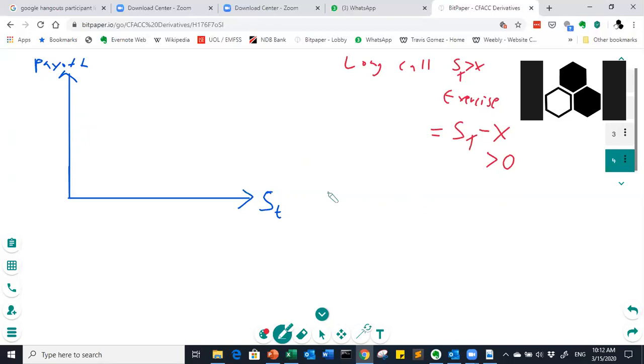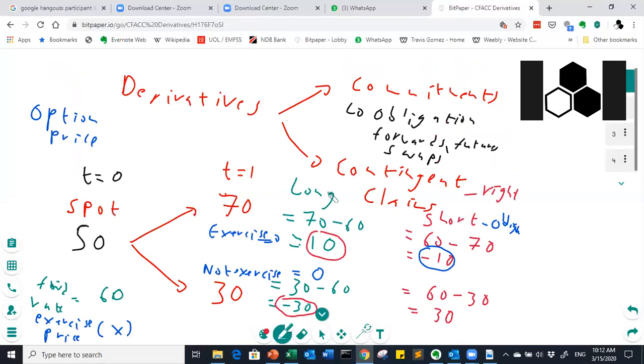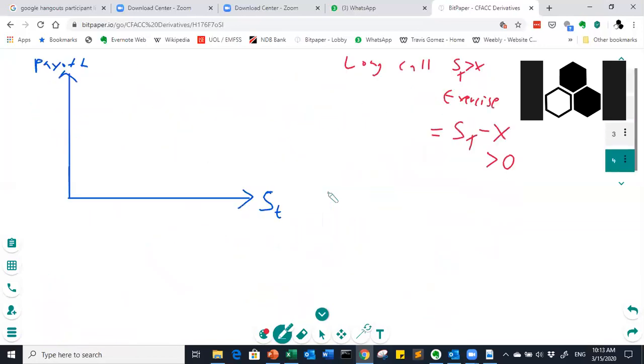Correspondingly, the situation in which you would not exercise was when the price fell below, where the asset is worth 30, but if you were to buy it using the option, you would have had to pay 60. So it was not worthwhile exercising in this situation. You can see this happens when the underlying price is below the exercise price. So when you are long on the call, if ST minus X is less than 0, that is, when ST is less than X, you would decide to not exercise.